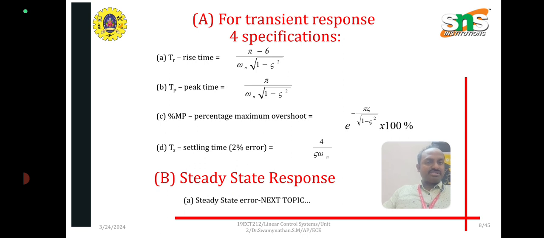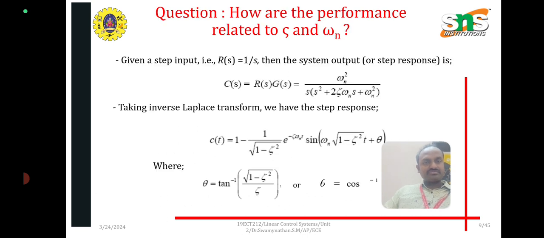You can get these different transient response specifications. Rise time is pi minus theta divided by omega n root of 1 minus zeta squared. Similarly, peak time is pi divided by omega n root of 1 minus zeta squared. And the percentage maximum overshoot is multiplied by 100%. The steady state error we will discuss next class. But the question is, how is the performance related to zeta and omega n?